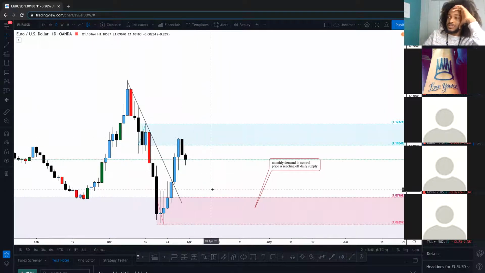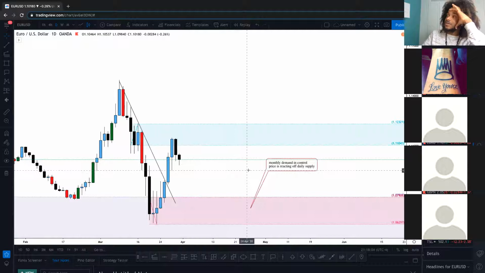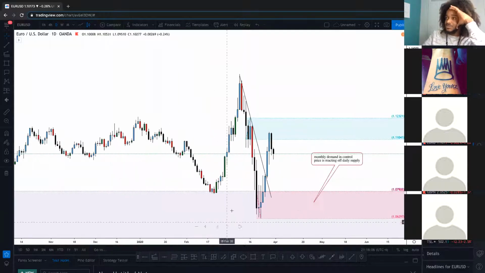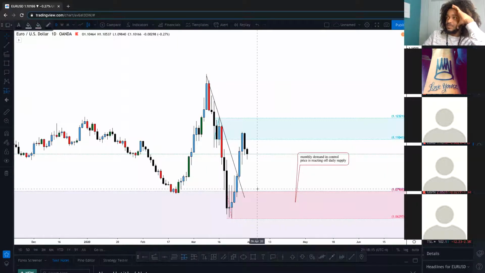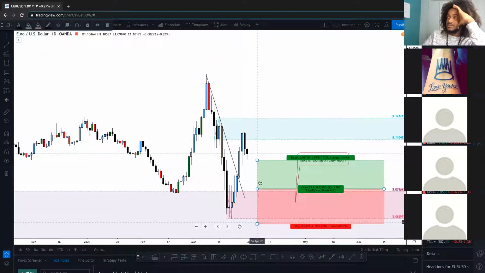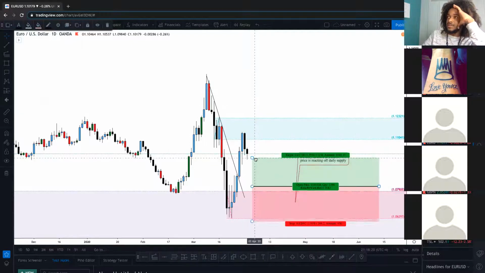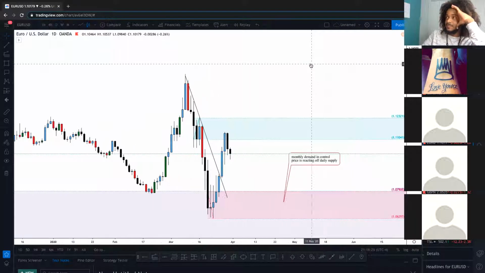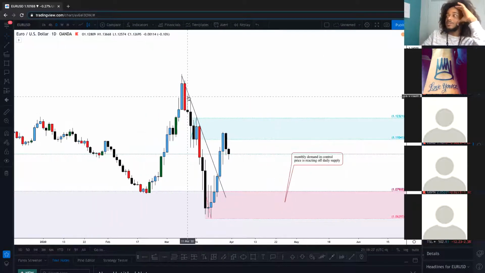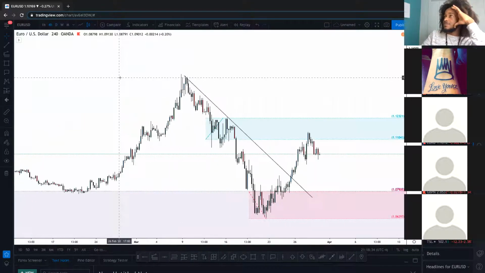So really and truly, the best place for a high probability entry on Euro USD, just using supply and demand, would be here, right? Entry here, stop loss below, and you take profit. Would probably be to the moon, right? But you know what? Let me dive a little deeper to see what other confluences we have in this neck of the woods.